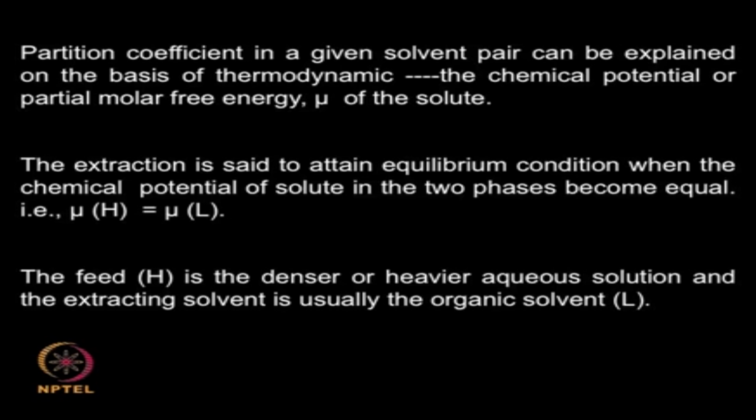So that means mu H is equal to mu L. L is your light phase or the solvent phase, H is the heavy phase or the fermentation broth phase. So the chemical potentials have to be equal. The main assumption here is that the two streams leaving the extractor attain equilibrium.